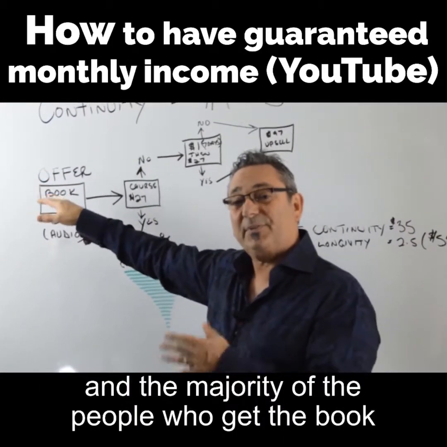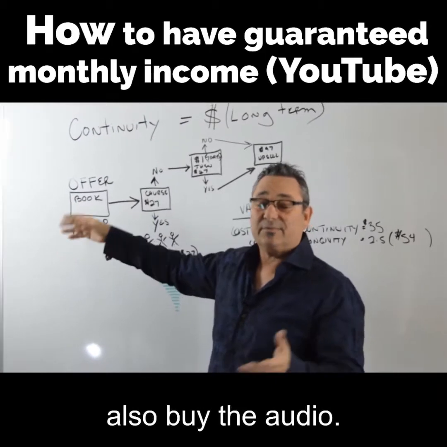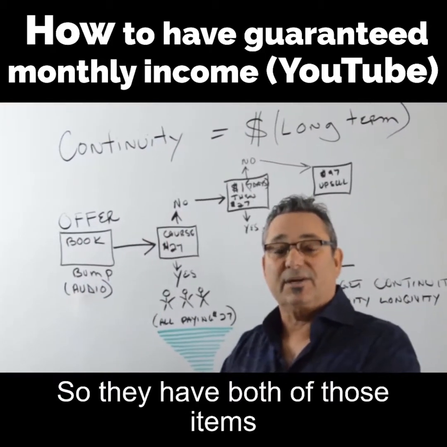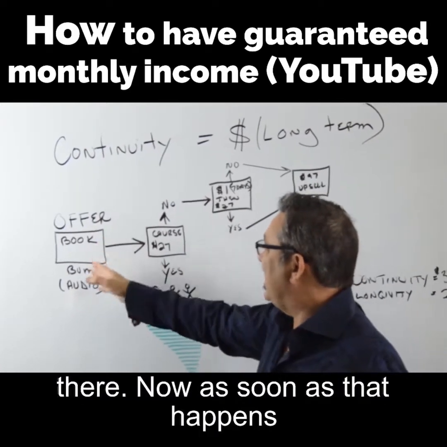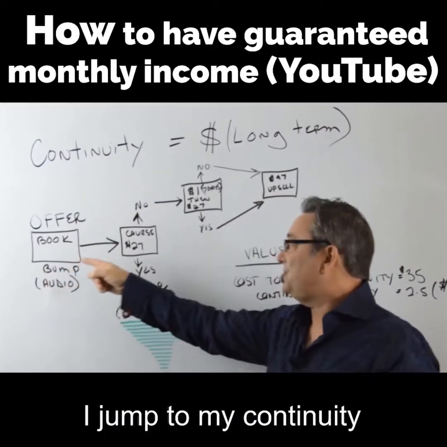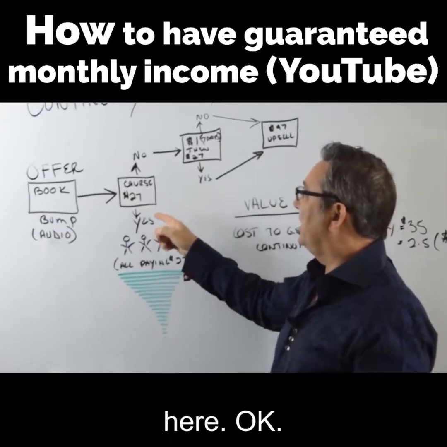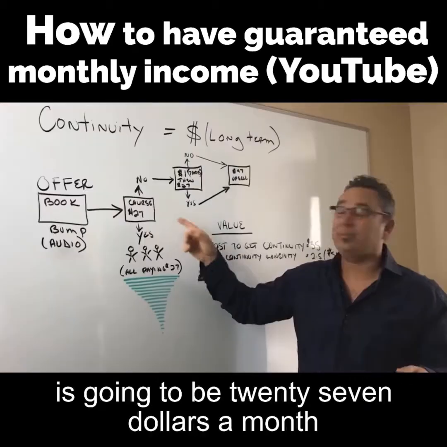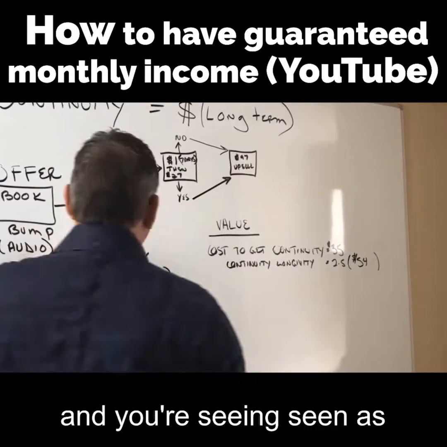And the majority of the people that get the book also buy the audio. So that's a great thing, okay? They have access to it on their phone or on their computer. So they have both of those items there. Now, as soon as that happens, I jump to my continuity here, okay? My continuity is a course, and that particular continuity is going to be $27 a month. Let me get over here so you can see this.